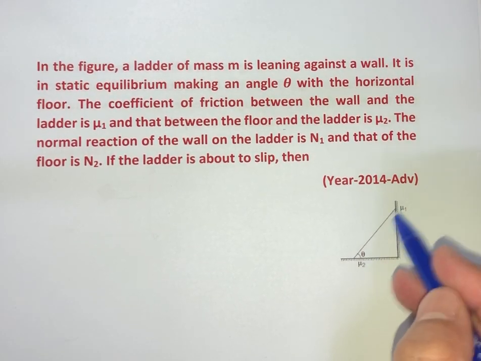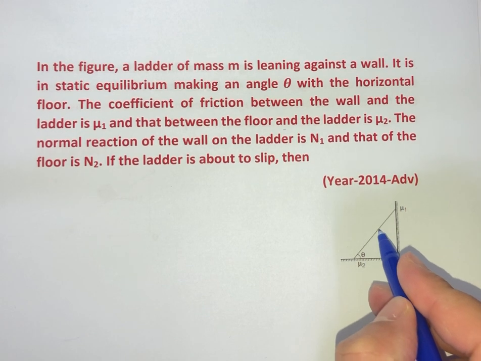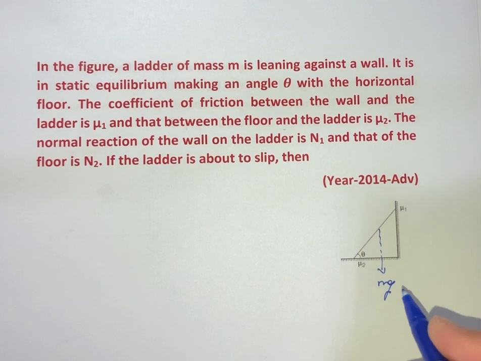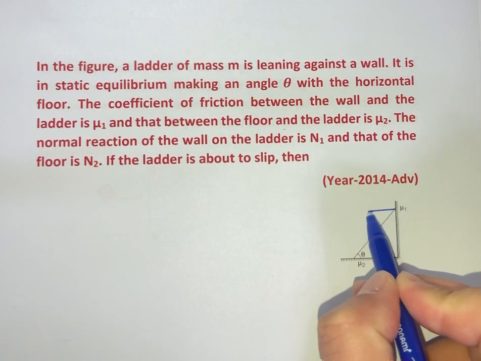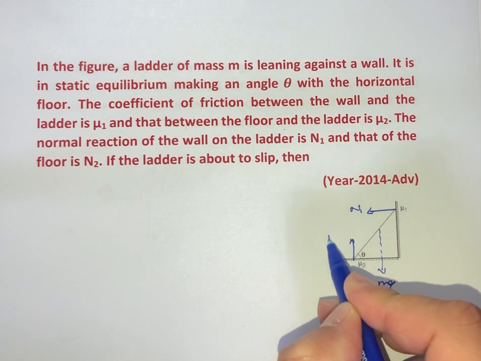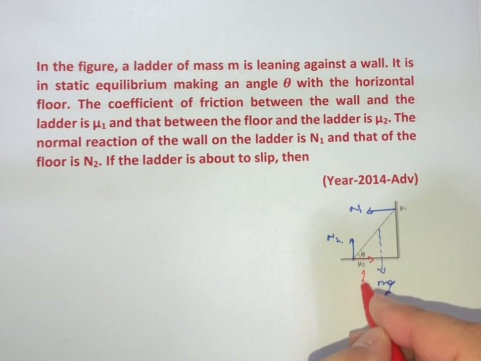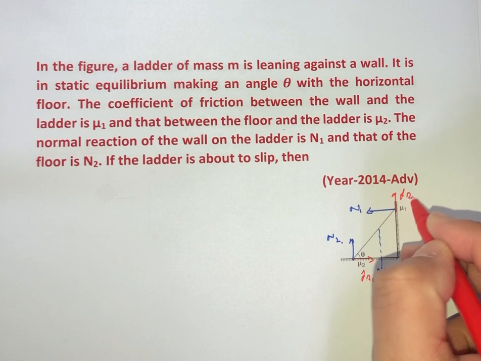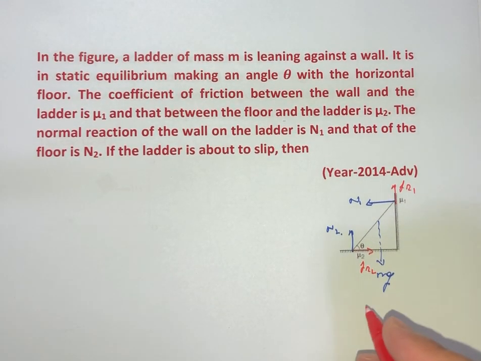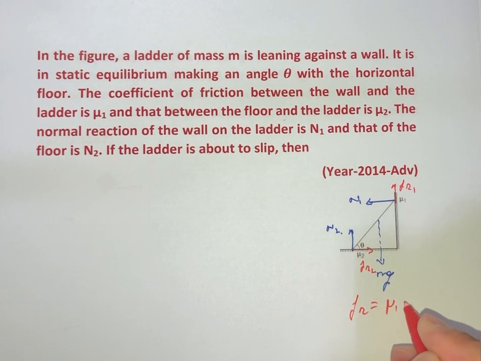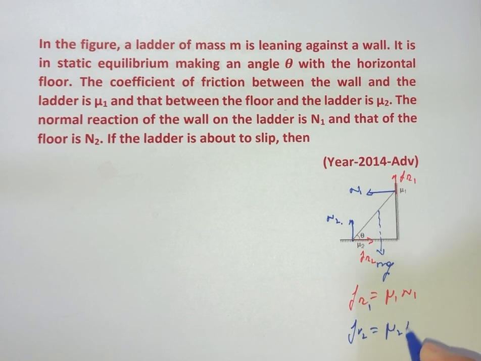So this is the ladder, and mu1 and mu2 are the coefficients of friction. Let us draw the various forces acting on it. This will be our mg, and the normal from the wall is n1, and here there will be normal n2, and we are going to have frictional forces in this direction. Let us suppose that is Fr2, and in this direction that is Fr1. So Fr1 is equal to mu1 n1, and Fr2 is equal to mu2 n2.